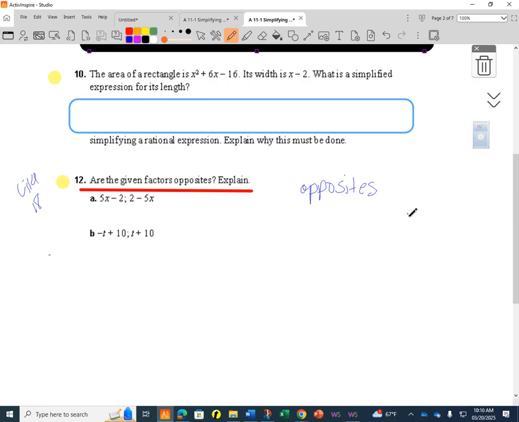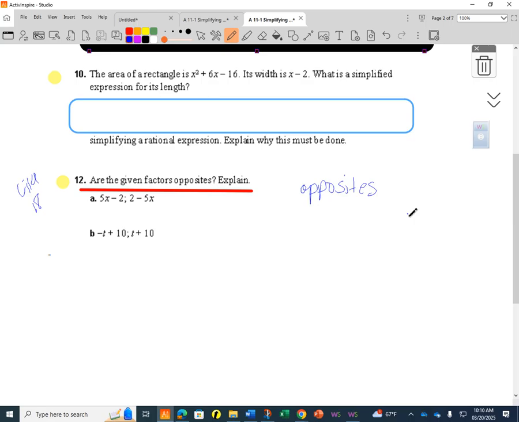Cold and hot are opposites. Up and down are opposites. Slow and fast are opposites. Short and tall are opposites. But in math, what is an opposite? What's the opposite of 5? Negative 5. What's the opposite of 100? What's the opposite of negative 20? So we can say that opposites have opposite signs in math, right? And that's what we're going to say.